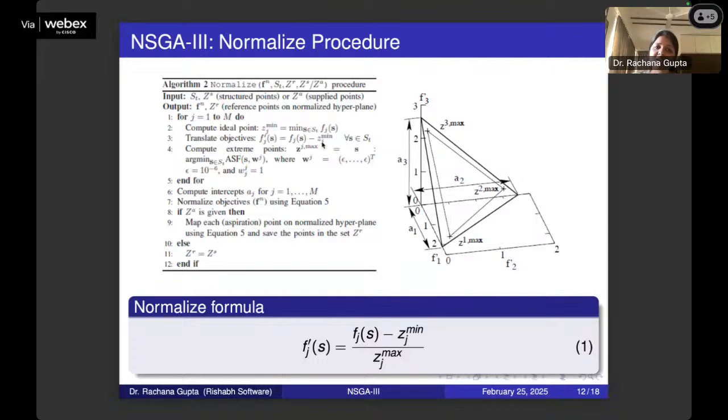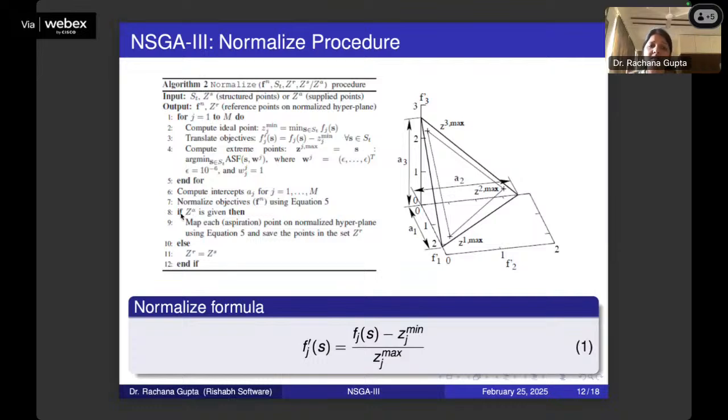So how can we do that? We subtract the minimum value of that objective from the current value. Then we find the extreme value, which is nothing but the maximum value, the intercept value. Now we normalize this using the below. This equation 5 is nothing but the formula which I have demonstrated over here.